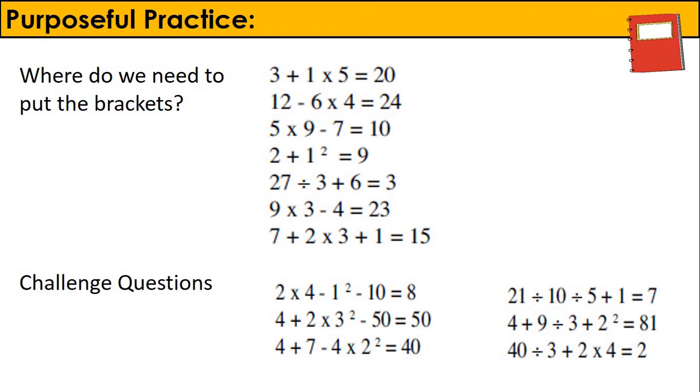Okay, so going back to the mistake I believe it was Tim that made, where we put in a set of brackets to make that correct, you're now going to have a go at these. So don't change what the answer is. So 3 plus 1 times 5, we're saying the answer is 20. But the left-hand side, the 3 plus 1 times 5, that doesn't make 20 as it is. So you're going to need to insert one set of brackets to then make that equation correct.